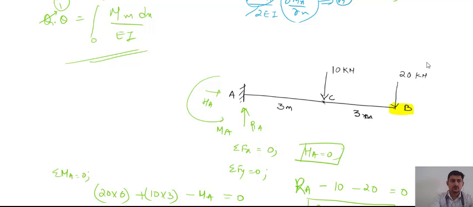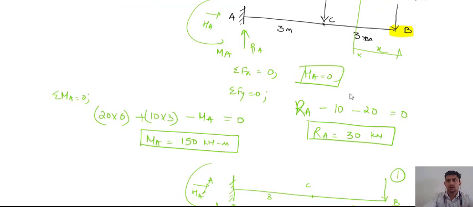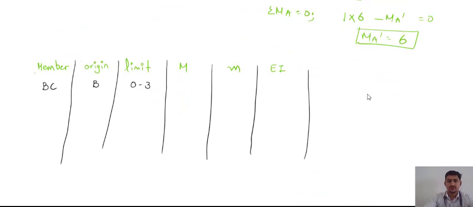Okay, now for calculating the moment you have to take a section in BC from the origin. So origin is B, so from B I have taken X distance. Okay, so what will be the moment generated? Moment generated will be 20 into X due to the external loading, capital M. Okay, and it is clockwise, and from right to left clockwise is negative. Okay, so negative I have taken.